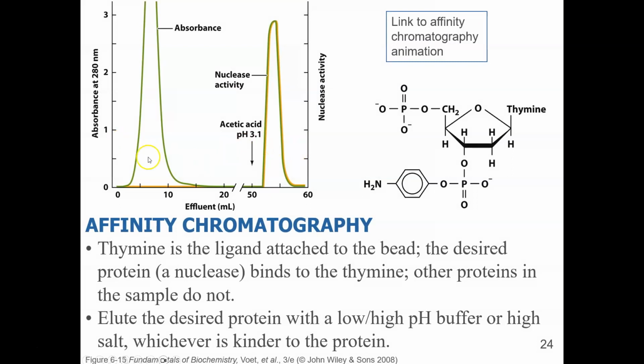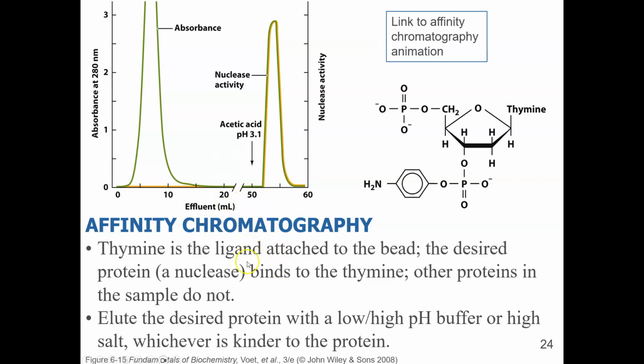So what that means is that you have a big peak that comes off first, and then you have a smaller peak that comes off next. You'll have to change the buffer composition because usually what happens is the protein binds to the ligand so tightly that you'll need some reason to get it to come off.